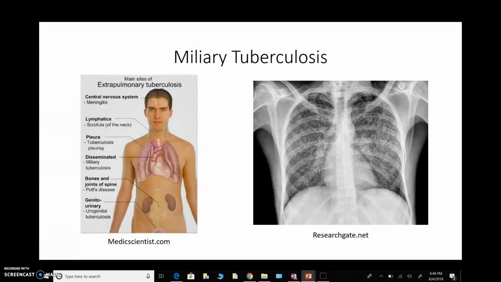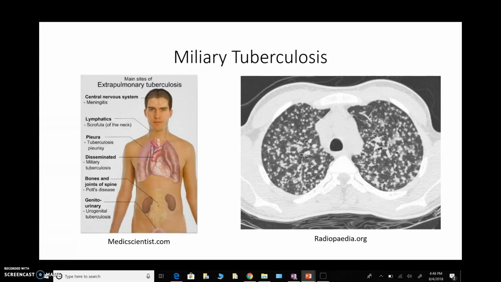Your chest x-ray is going to be a little bit different than what we saw before with the Ghon focus. You're going to have a faint reticular nodular infiltrate, so basically these little tiny dots that you'll see everywhere, and that's going to be a uniform distribution bilaterally. You can see it pretty well in the chest x-ray, sometimes non-specific with the imaging, and oftentimes they'll get a CT as well for just a little bit more specificity. And this is an example of what you might see on miliary tuberculosis. They did choose to get a CT scan.